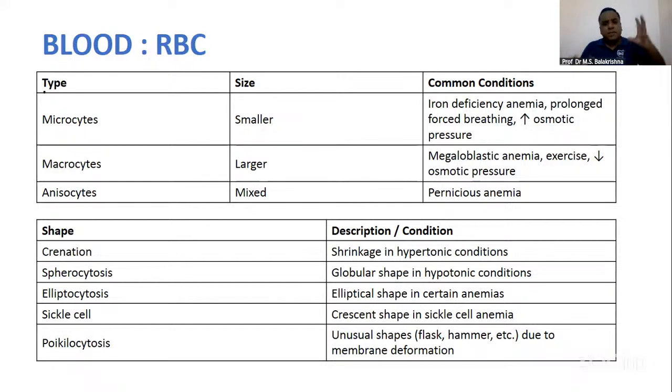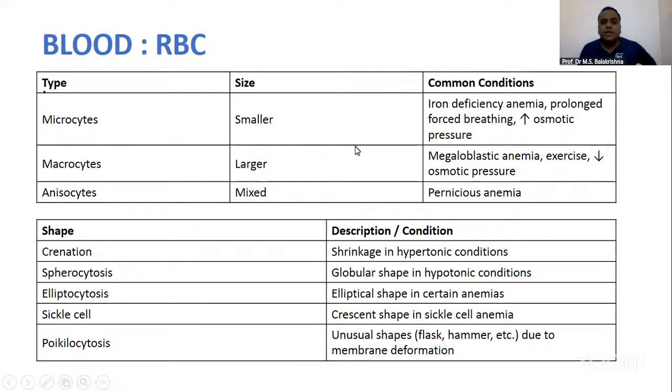And some are big, some are small, it is a mixed type. That condition is called anisocytosis. So microcytes, macrocytes, and anisocytes, and the condition is pernicious anemia. So these are all framed into MCQs.